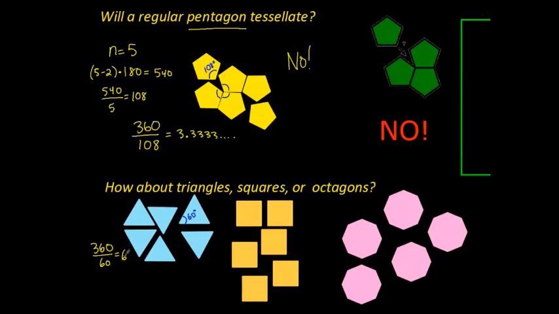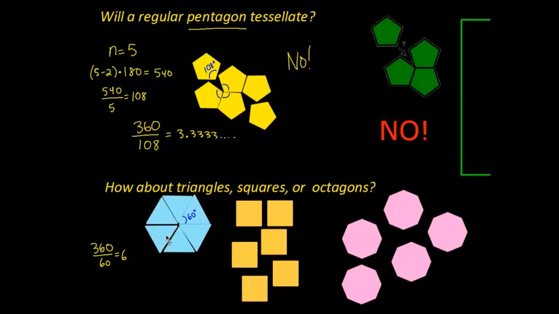That means I'm going to need 6 interior angles adjacent to each other. Let's try to do that and see if it will work. And there we have our visual of the regular triangle tessellating. In fact, there are 6 of them. 1, 2, 3, 4, 5, 6. 6 of those around this point in order to tessellate.